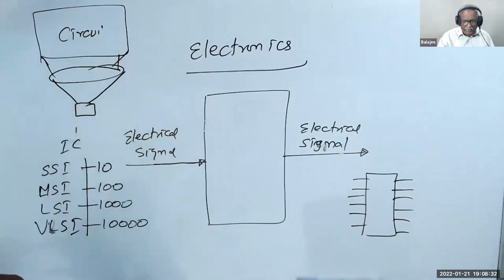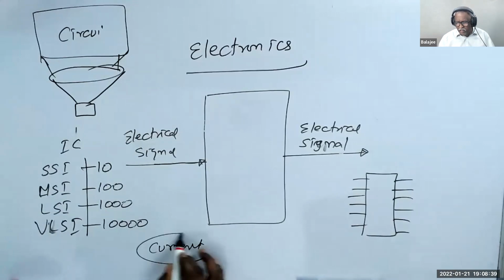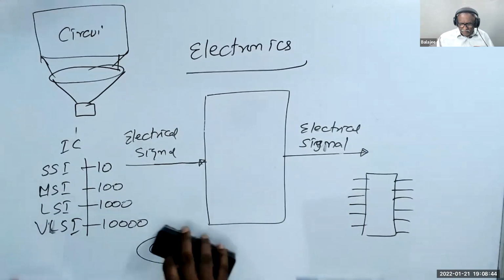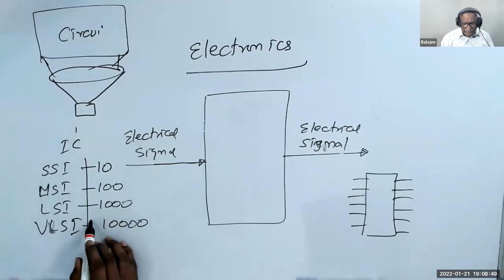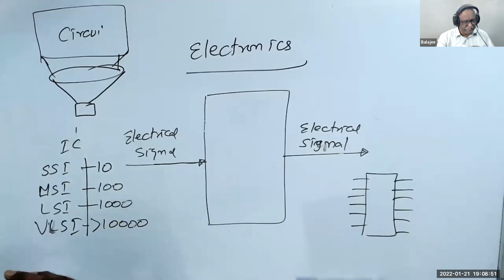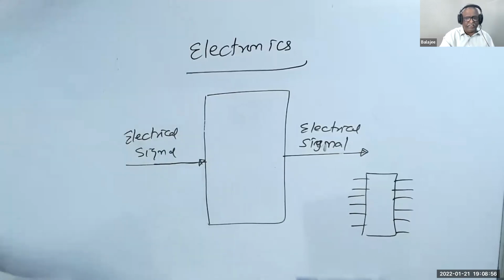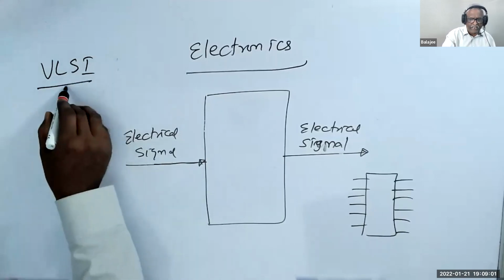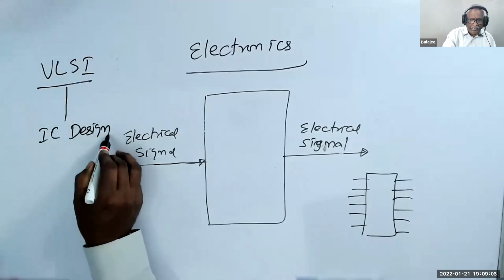Since the transistor is becoming smaller and smaller, the current it carries will be very less. That's a problem. But then what happened? Beyond 10,000, they start calling it VLSI. There's nothing called afterwards. VLSI is the last. So we have a field called VLSI. That means if I say VLSI, it means IC design.